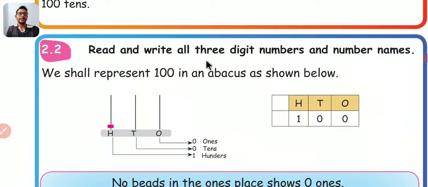So read and write all 3-digit numbers and number names. We shall represent 100 in abacus as shown below. Okay, so this is the abacus. It has one frame and rods and beads. In the red color, you see this is called beads.